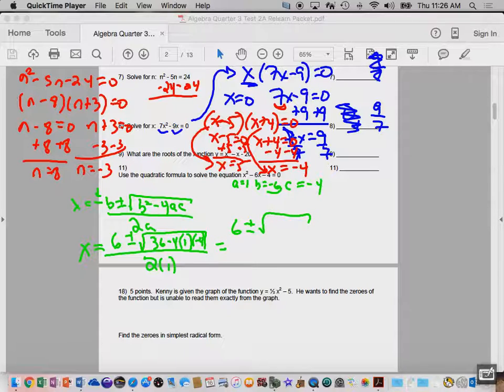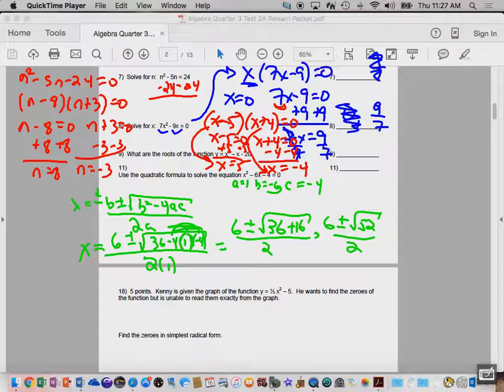Now, some kids seem to be distributing here. No. This is multiplication. There's no symbol in between two things. It's just negative 4 times 1 times negative 4, which is plus 16. And 36 plus 16 over 2, which is 6 plus or minus the square root of 52 over 2.